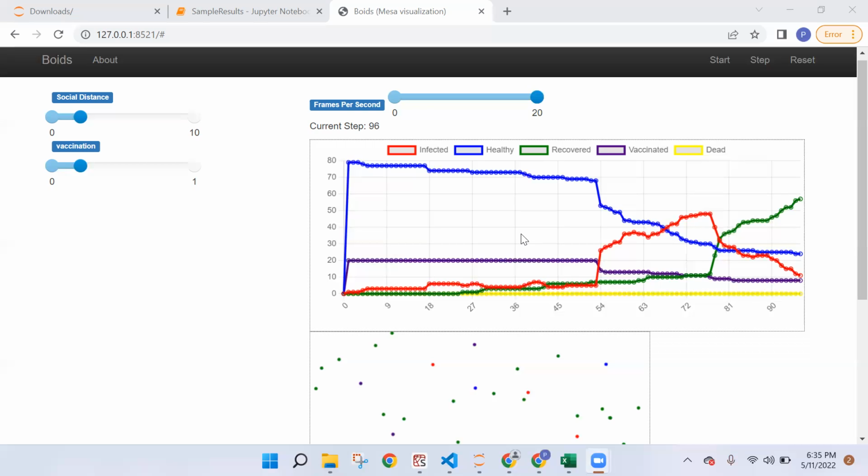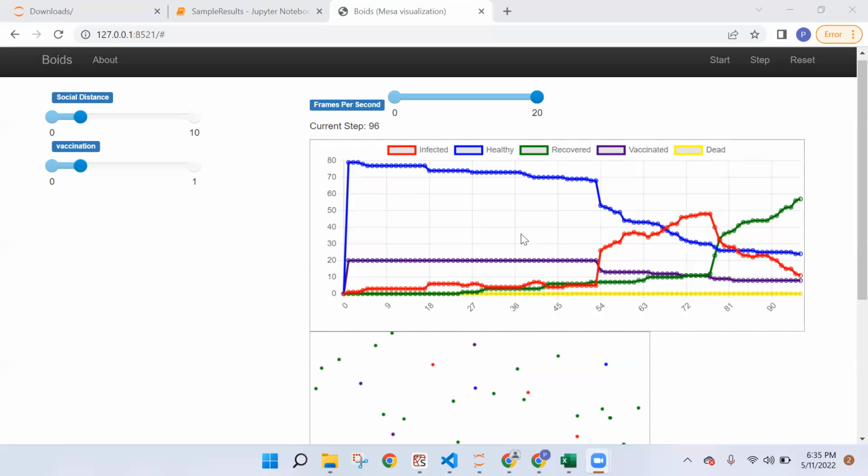Coming to the implementation part, vaccination: when an infected boid comes in contact with a normal boid, it gets infected. But when the infected boid comes in contact with the vaccinated boid, it won't get infected for the first 2 times of contact. So the vaccinated boid is 3 times more resistant than the normal boid. That is what we have implemented in the vaccination.